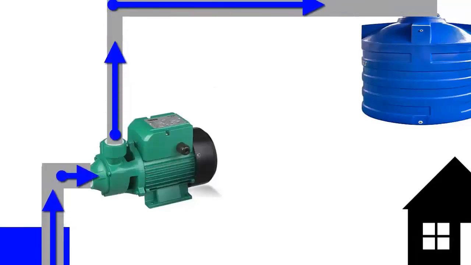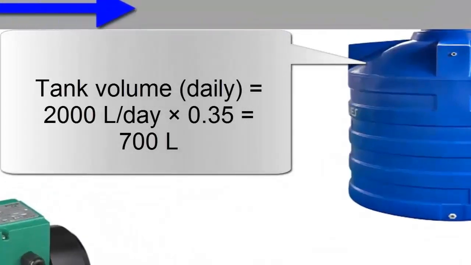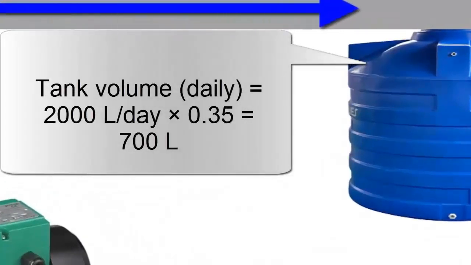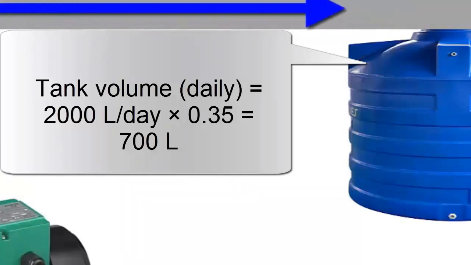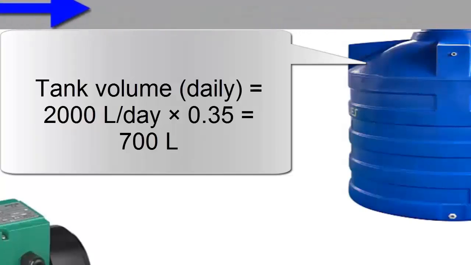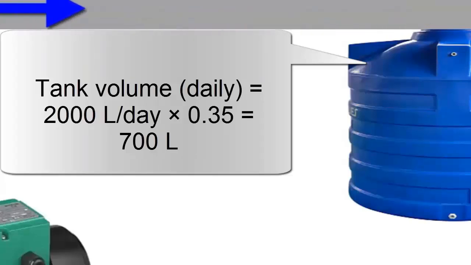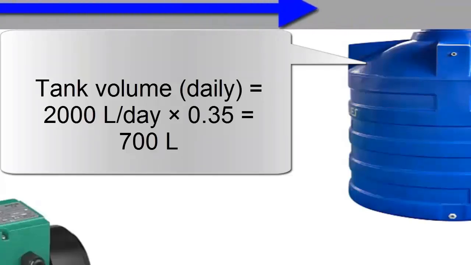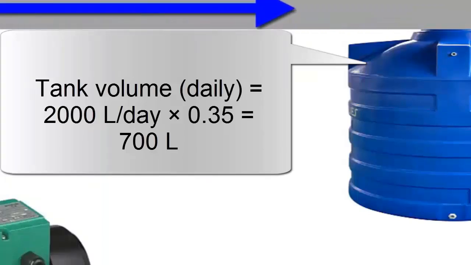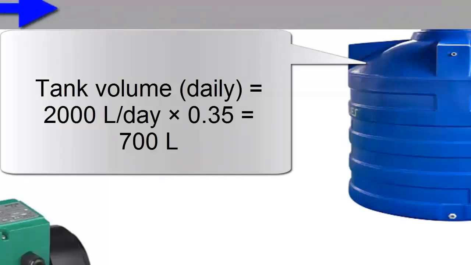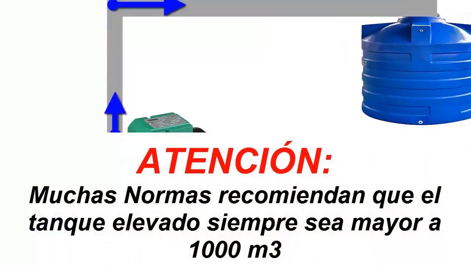3. Capacity of the elevated tank. The elevated tank should provide an adequate reserve to ensure consistent pressure and meet peak demand periods. It is recommended that its capacity be equivalent to 25% or 35% of the daily supply, adjusted based on the specific system needs. For our example, with a daily requirement of 2,000 liters, a tank of 700 liters or the next larger commercial size is needed. Note that some standards recommend tanks not be smaller than 1,000 cubic meters.